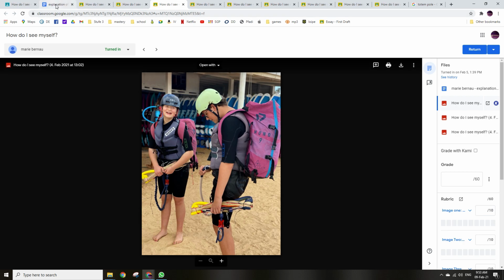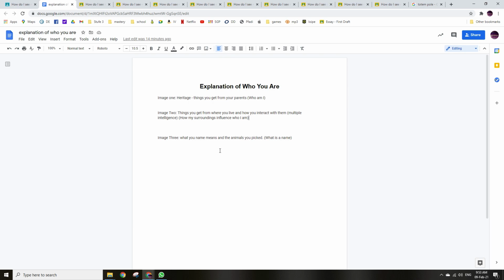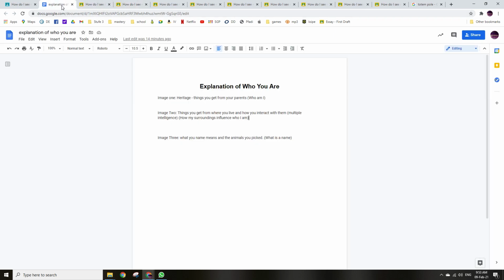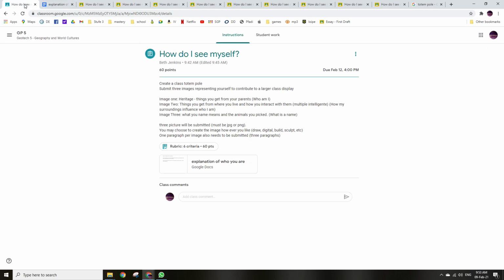So then the last one is, what is your name and the animal you picked? Or the animal. You don't have to use both. Now Naomi actually was very clear. She actually didn't need to write much of a paragraph because she summed it up right here for her in her name. Okay, I hope that is understandable. So we will discuss it more after you've watched this video and after you've had time to think about it.